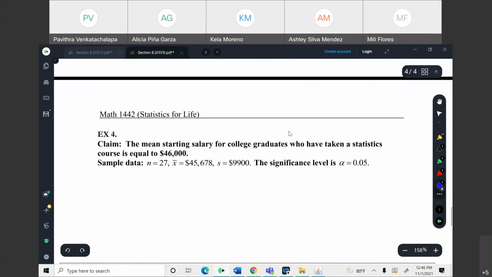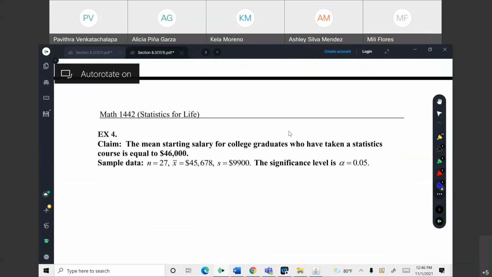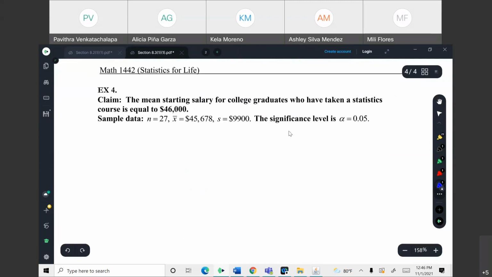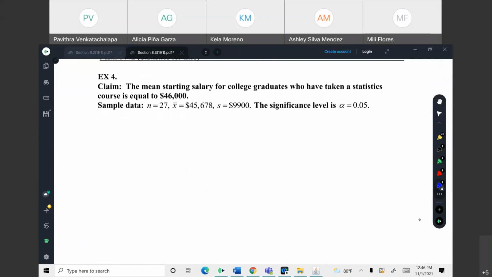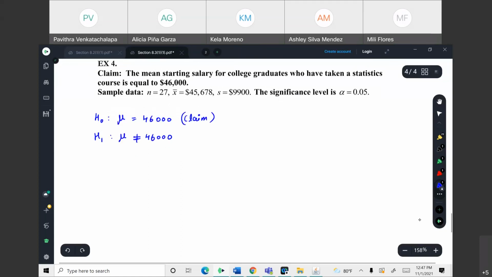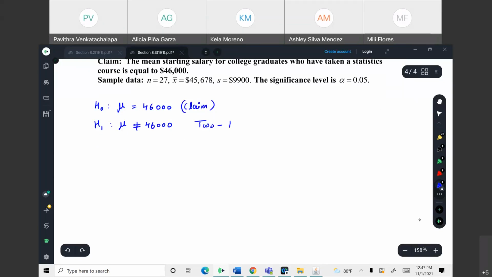Okay, thank you. Okay, so I'll just finish example number 4 and then we will be done with chapter 8. Now this is the same thing. I will give you the final answer and you can just check your answers. So H naught will be mu equal to 46,000. So that's the claim. Now the alternative hypothesis will be mu not equal to 46,000. So this is a two-tailed test.